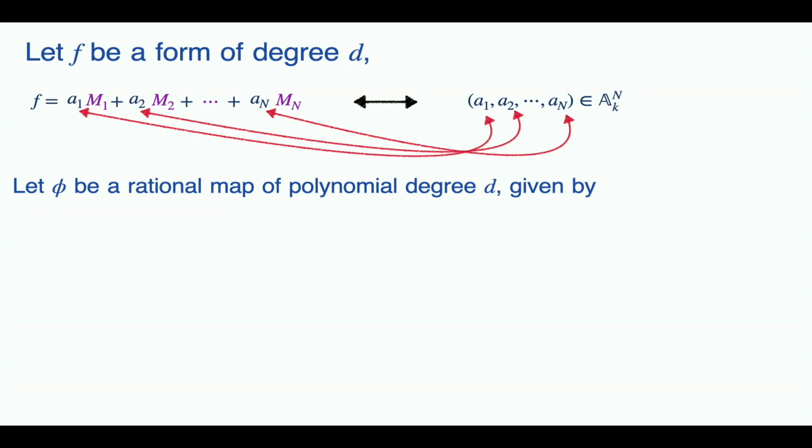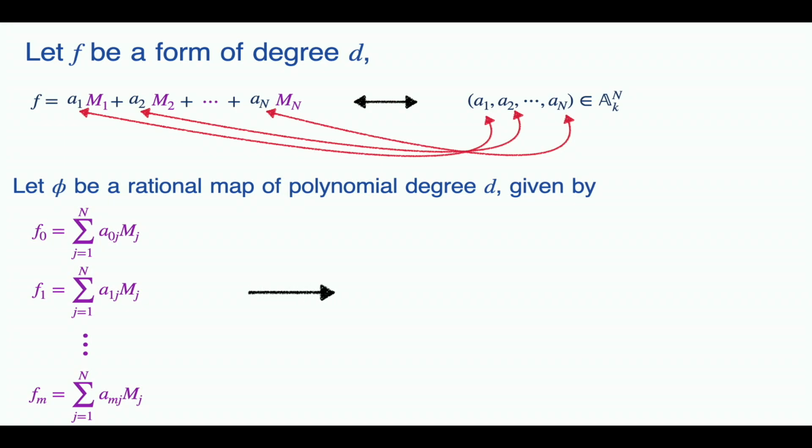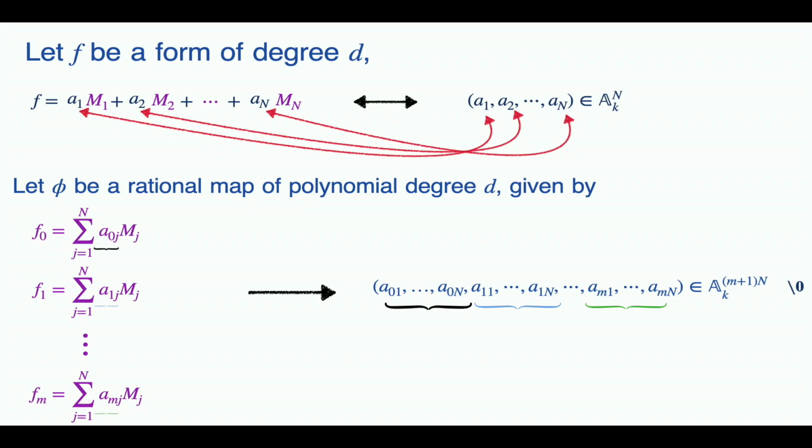So if we have a rational map, it is given by n plus 1 forms of degree d. We can do the same correspondence, such that, of course, here we are not interested in the zero points because these forms are coming from a rational map and all of them are not zero. And we consider all of these coefficients, keeping their order in the same place, in the same affine space, this time of dimension n plus 1 multiplied by N.